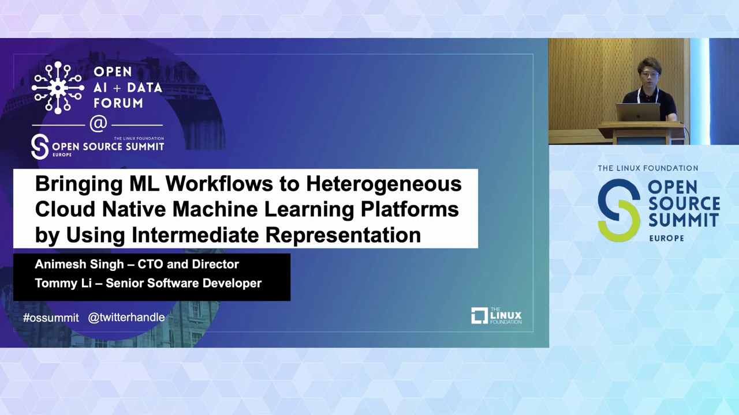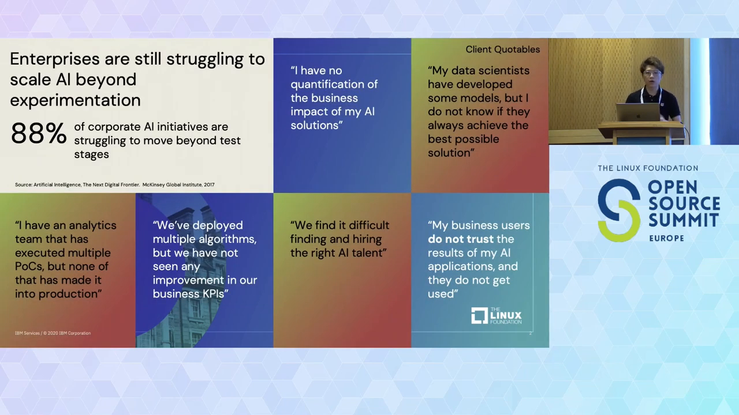Today we're going to go over how to bring ML pipelines onto a heterogeneous cloud native machine learning platform by using intermediate representations. To begin with, we want to start with how enterprises are actually using AI and ML pipelines in their productions. In our research, we see that a lot of enterprises are still struggling to put AI into the production stage. Many teams still have issues making sure AI runs in a test stage and have difficulty moving into production.